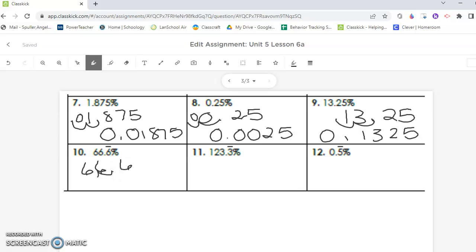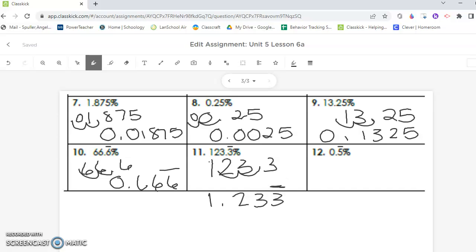66.6. 1, 2, so this has been 0.666 repeating, right? 123.3. 1, 2, so this had been 1.233 repeating. And then here we have 0.5. So 1, 2, so it would have been 0.005 with the 5 repeating.